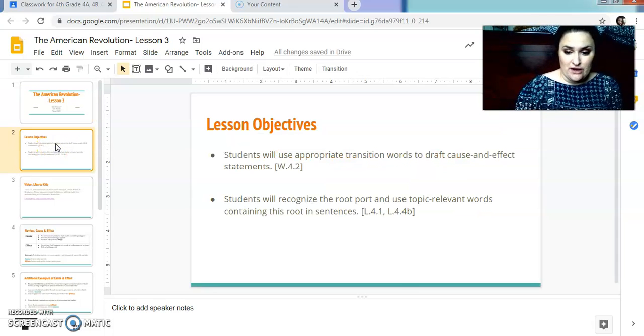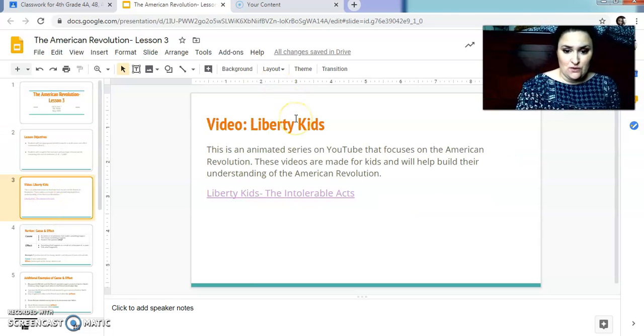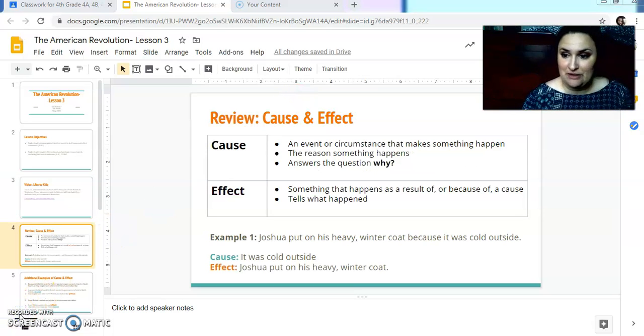So today we're going to focus mostly on reviewing cause and effect, and also reviewing the root word port. You're going to watch this video, it's called the Liberty Kids series. It's really going to help you better understand the Intolerable Acts. Also, because we're talking about the causes of the American Revolution, we're also going to review cause and effect. You might actually see my dog behind me in the video.